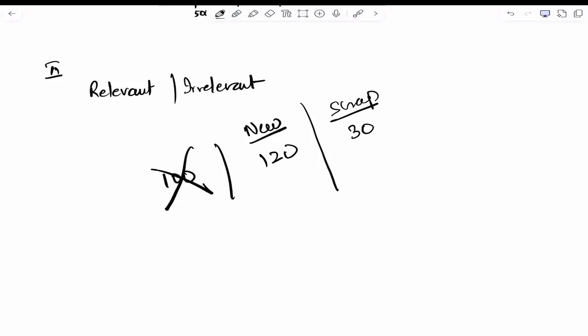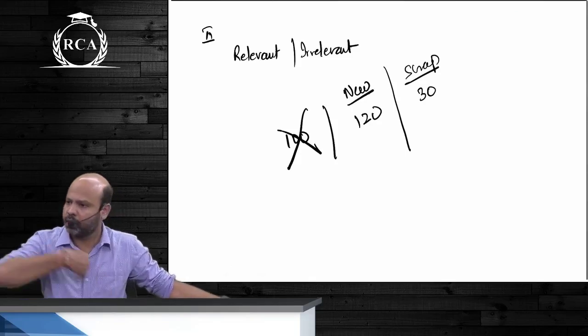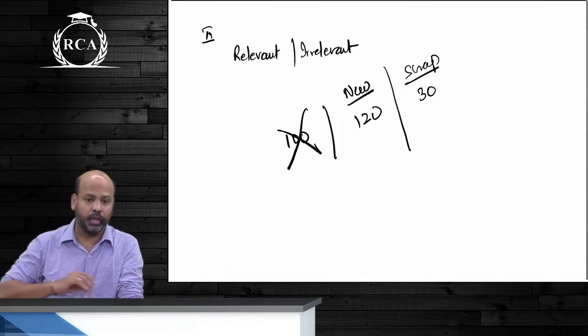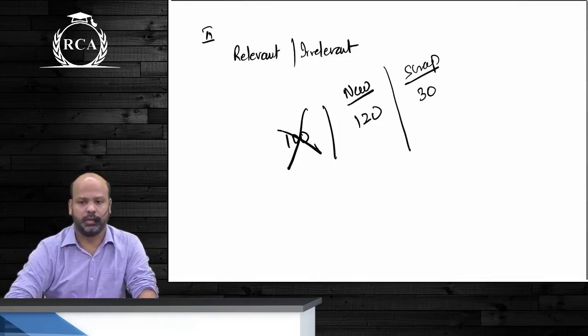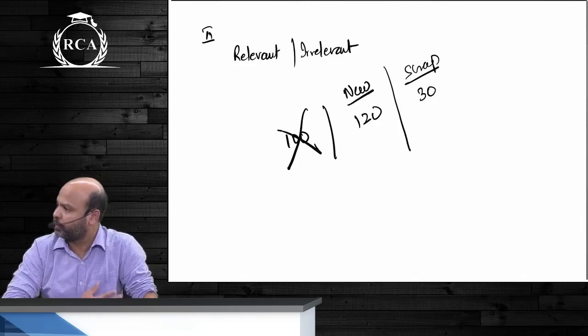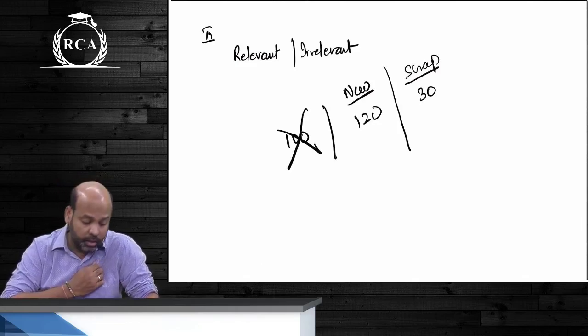Next example, beta. A company has to choose between product A and B. Product A requires a technical expert.